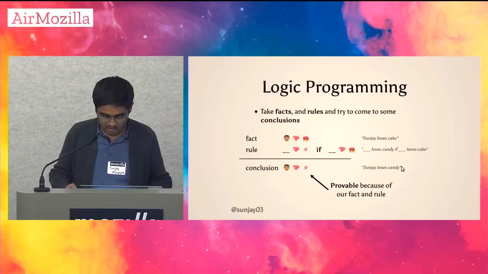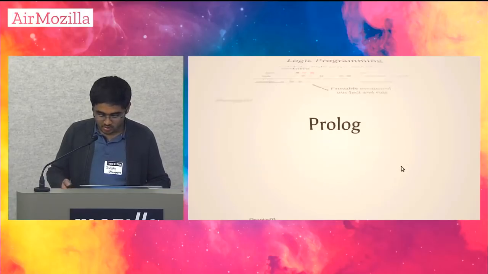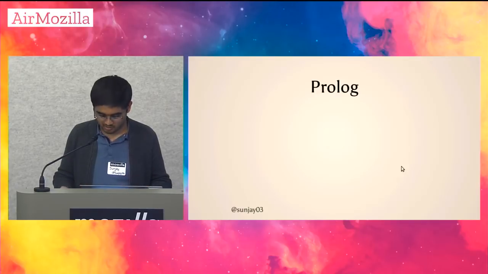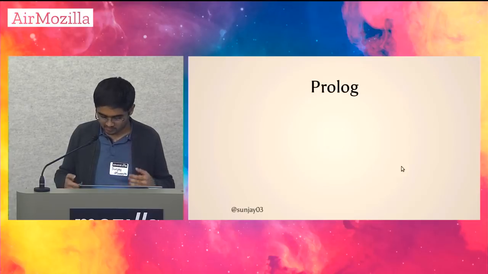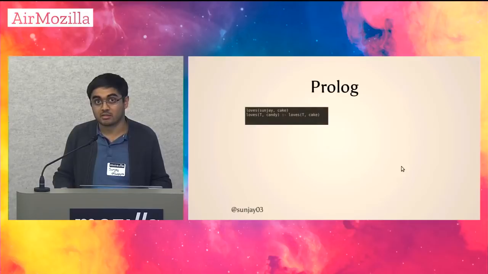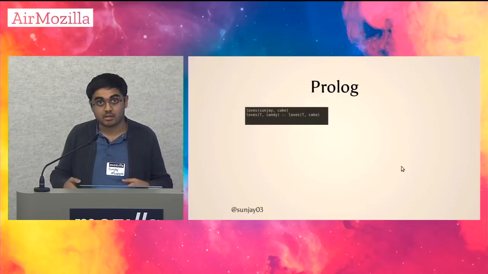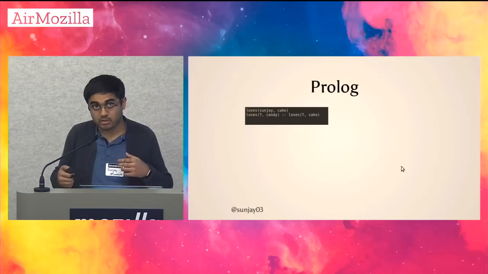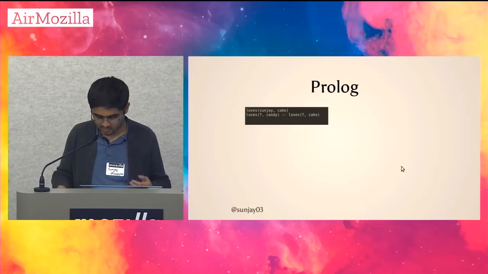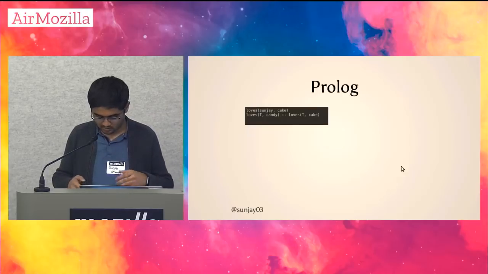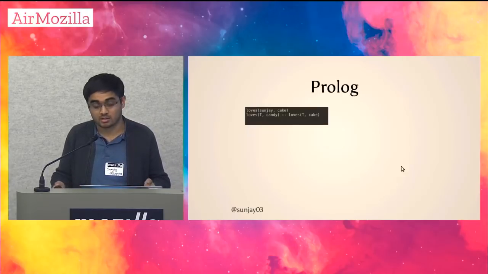Chalk's logic programming language is actually based on an extended form of a well-established logic programming language called Prolog. If we wanted to represent the same logic we showed before with emojis, we might write something like this in Prolog. Here we've represented the same fact that Sunjay loves cake, but we put the loves part on the outside and the Sunjay and cake parts on the inside. It still represents that same sentence, it just uses a different syntax.